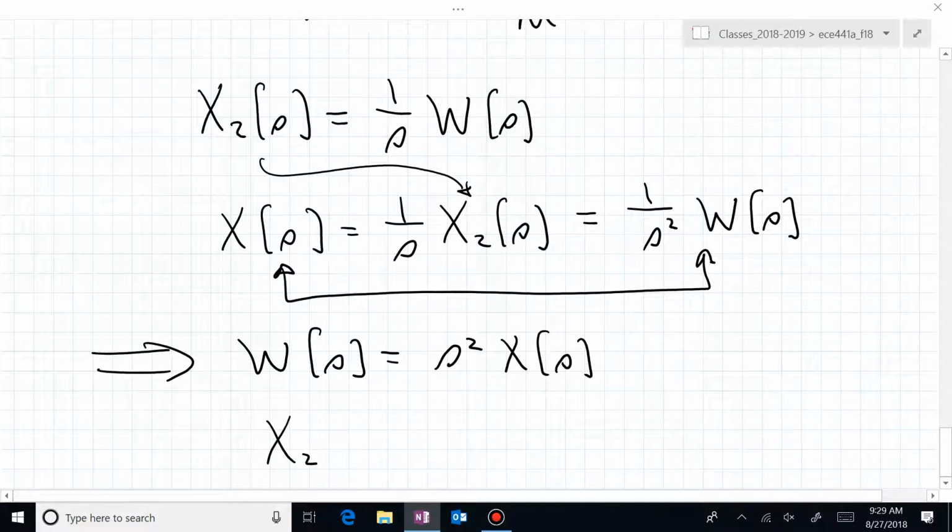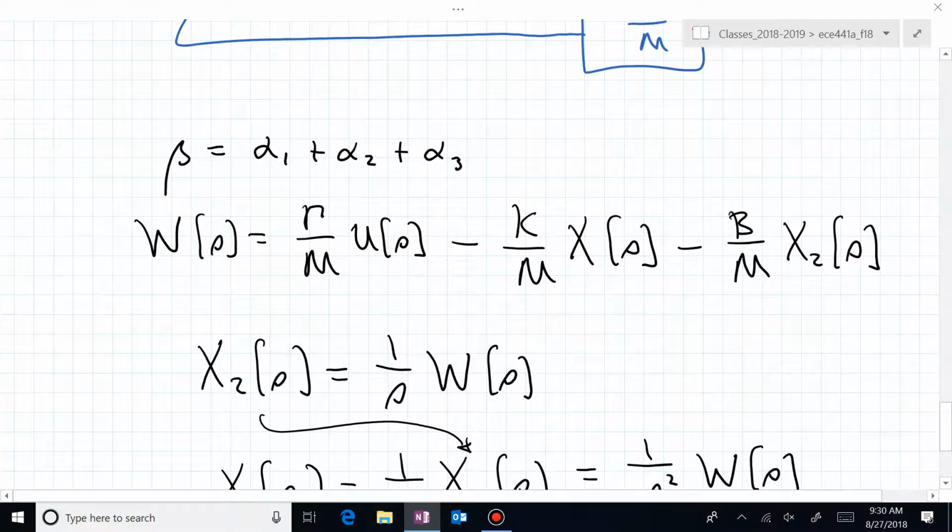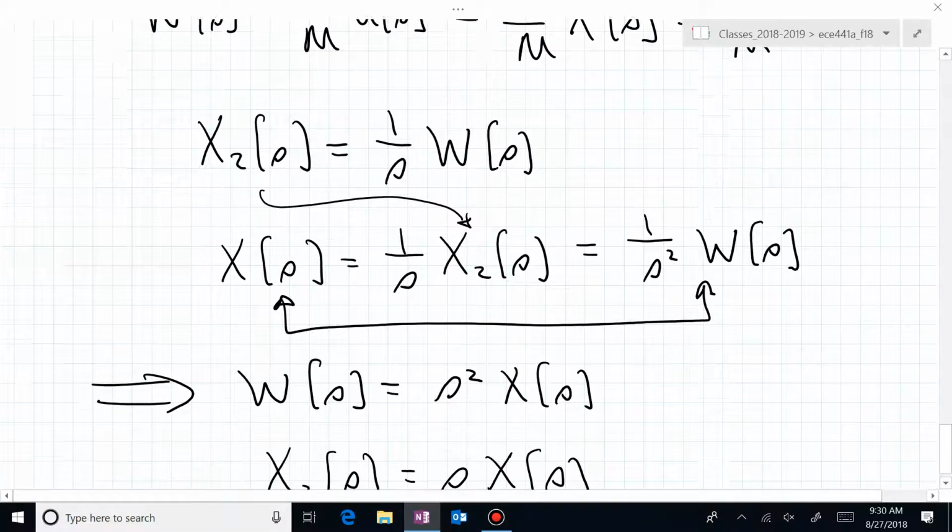Likewise, what's X sub 2 of S? We want to write it in terms of x. It's just s times x of s. Everybody clear on where those relationships came from? The block diagram. And now we are in a position to replace these troublemakers. W, we can rewrite in terms of x. That's s squared x. And x sub 2 is s times x.